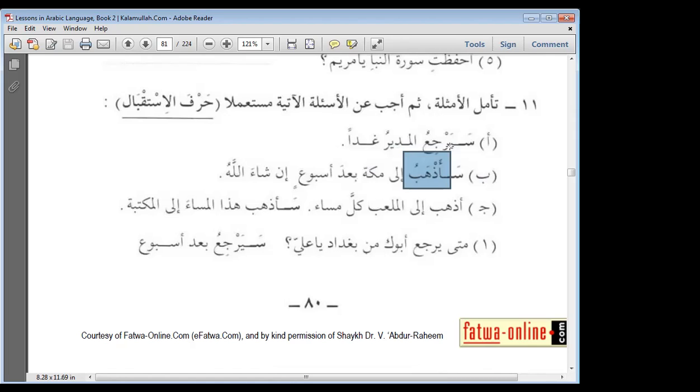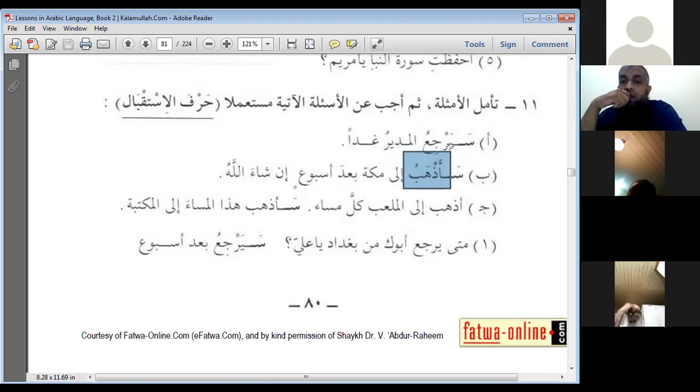Dhahaba, yadhabu, adhabu. So say that after me. Dhahaba, yadhabu, dhahaba, yadhabu. This is for third person masculine. So now we want to say ana, I. So instead of yadhabu, we say adhabu, which means I go.